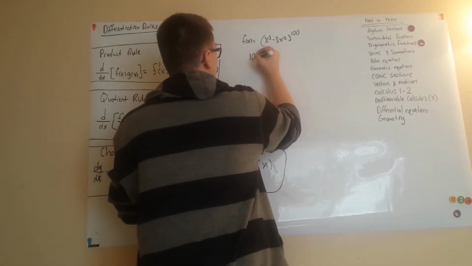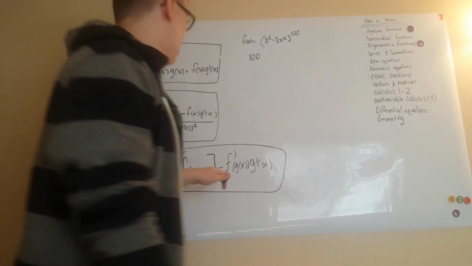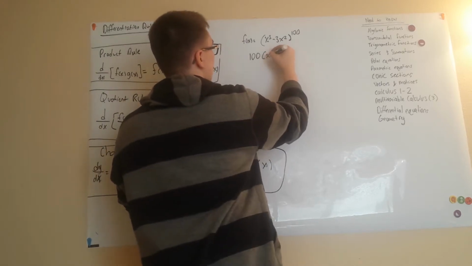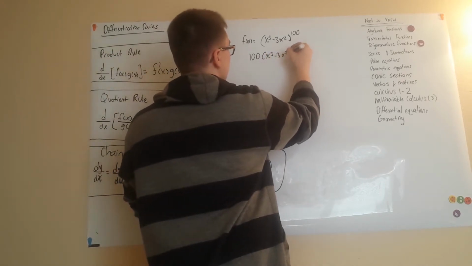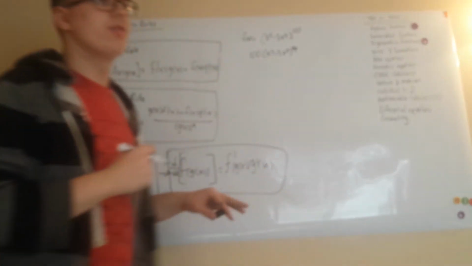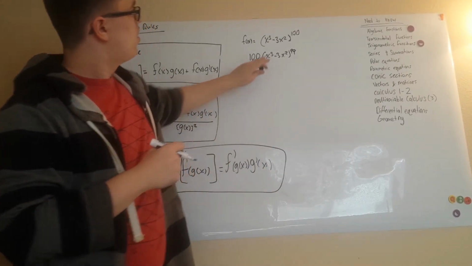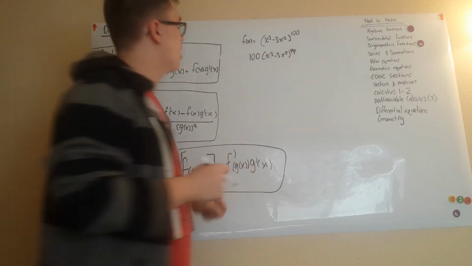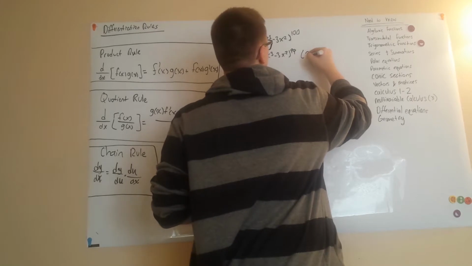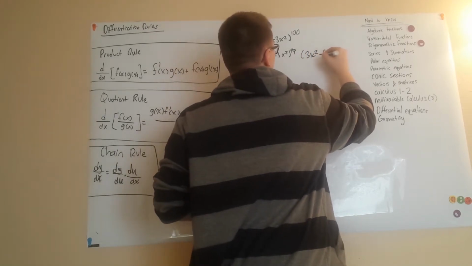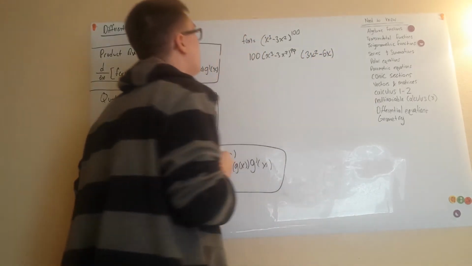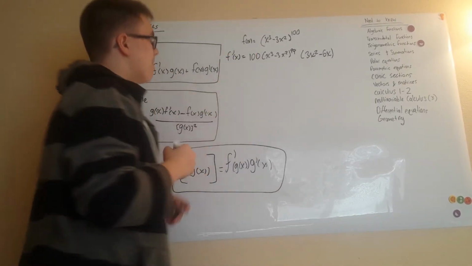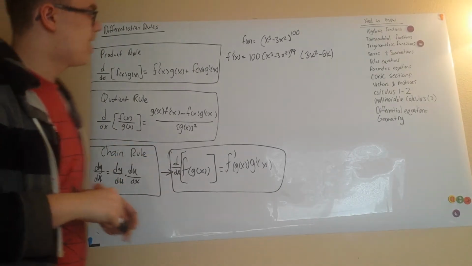So the derivative of x to the 100th power is 100 times x to the 99th. We have to keep g of x inside of that. If we keep g of x inside, then we take the derivative of f, times the derivative of the inside, 3x squared minus 6x. That is the derivative. That is f prime. There you go. That's the chain rule.